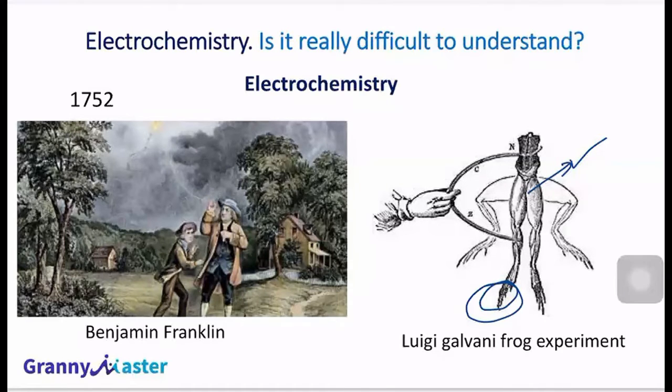Alessandro Volta repeated the experiment without the frog. He just connected different metals arranged in a different way, just metals only. He found that even without the frog, electricity can be produced by connecting different metals in a particular way.